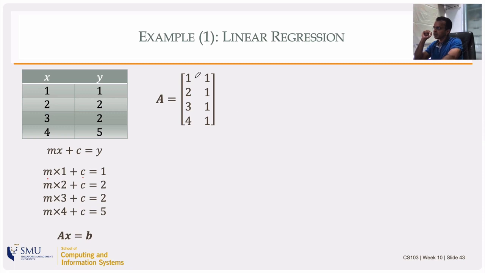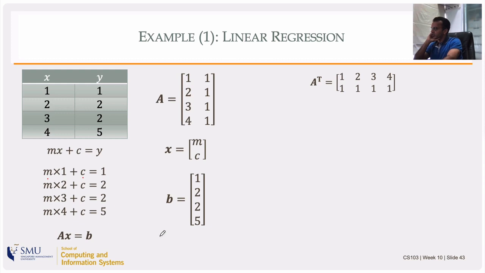So the coefficient is 1. So 1, 2, 3, 4 and 1, 1, 1, 1. That is my matrix A for this system of linear equations. 4 equations, 2 unknowns, M and C. And now my unknowns are M and C and my constants vector is 1, 2, 2, 5.